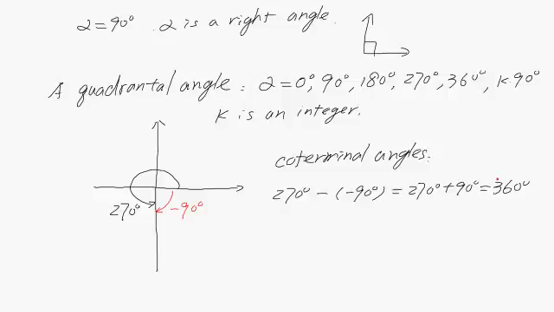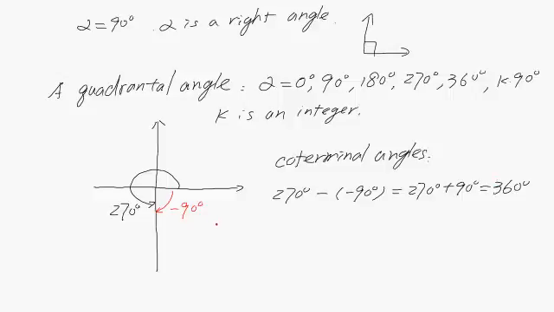So now you can see from this example, if the two angles are coterminal, their measures just differ by an integral multiple of the 360 degrees. So this is an important property about the coterminal angles.